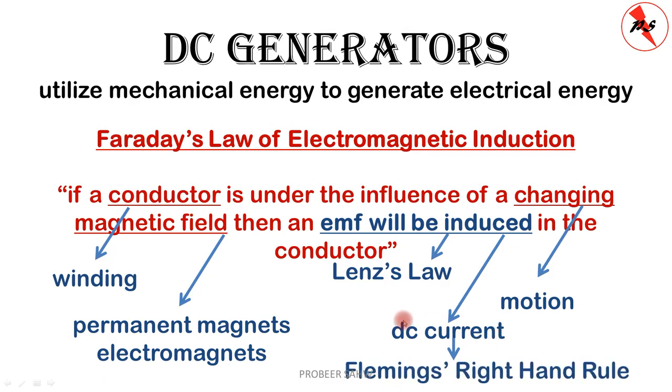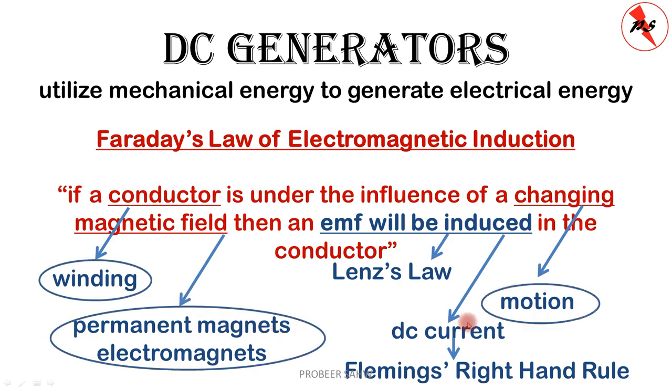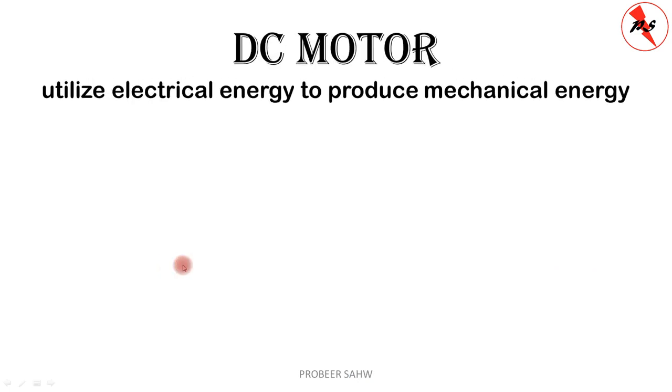So there are three things that are important in this discussion, that is the winding, the magnets and motion. So as long as there is magnetic field due to the magnets and there is motion in the winding, an EMF will be induced in this winding. Now let us look at how DC motor works.